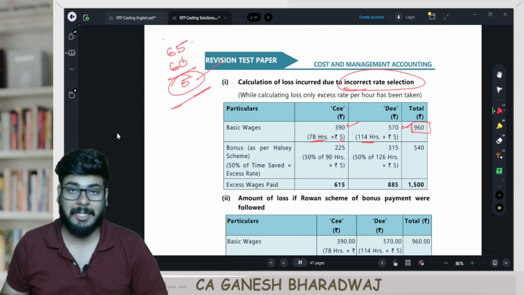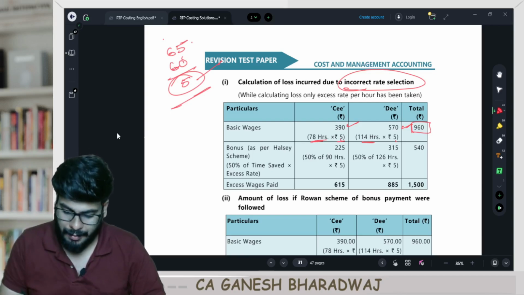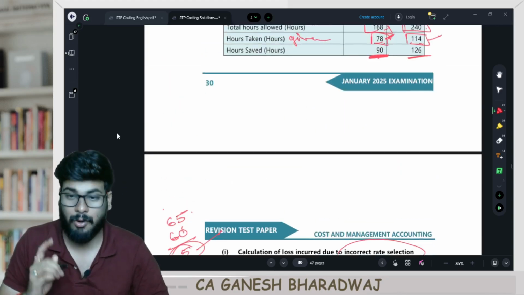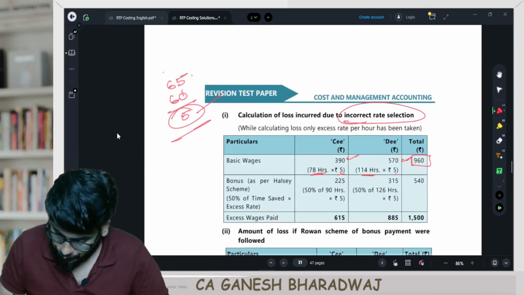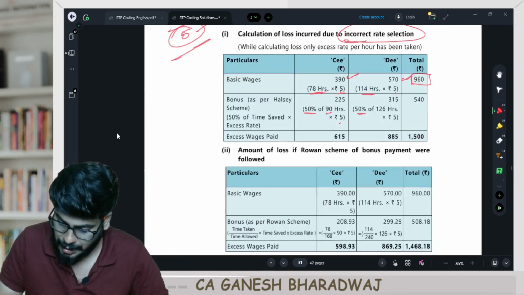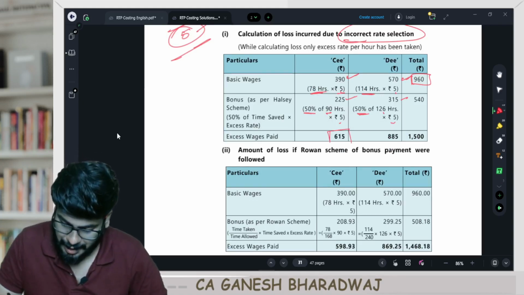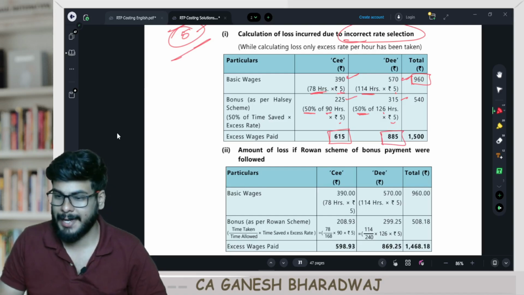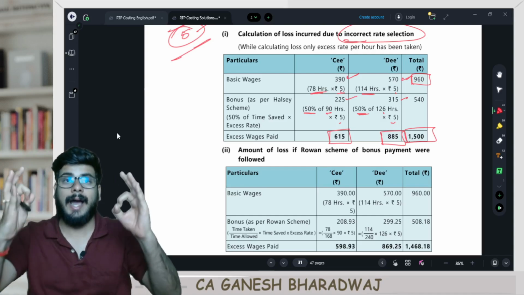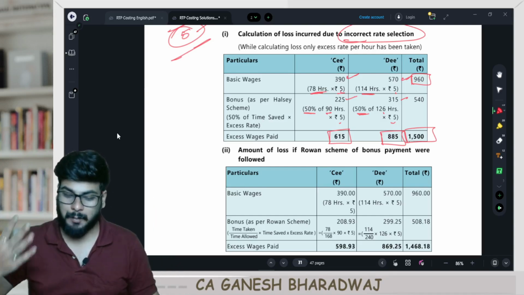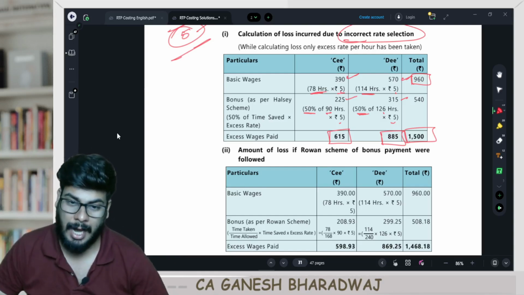Now, the bonus is as per Halsey. Under Halsey, how will you pay? 50% into time saved into the excess rate, because we are only calculating the extra amount that we are paying. So 90 and 126 respectively. Here 50% of 90 into 5 rupees, 50% of 126 into 5 rupees. So it's 225 and 315 respectively. So excess wage paid to C is 615, to D is going to be 885. You add up the two, you get a total of 1500. So currently, as per your Halsey plan, the company is paying 1500 rupees more than what they were supposed to pay. Are you clear with this?